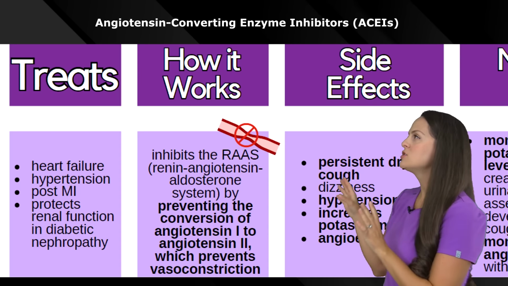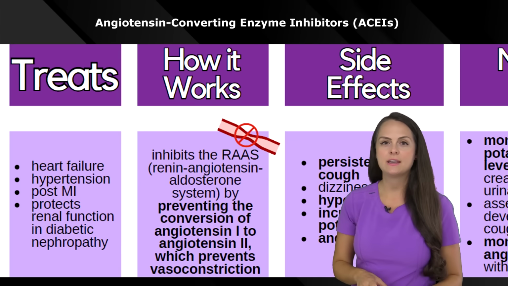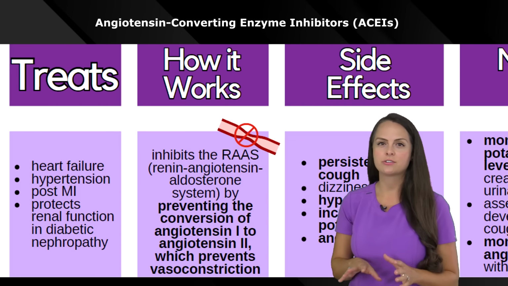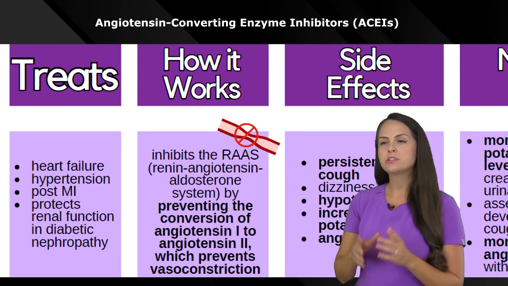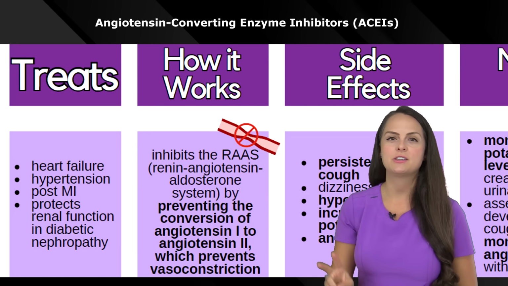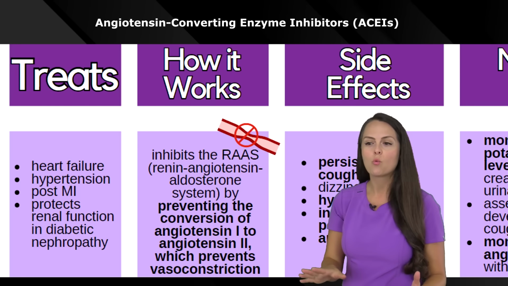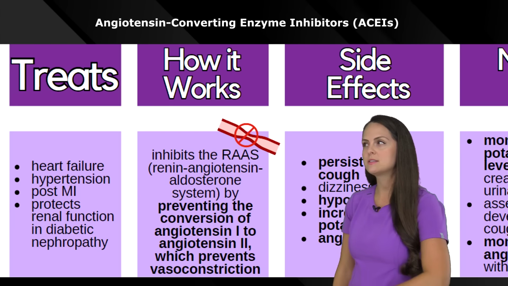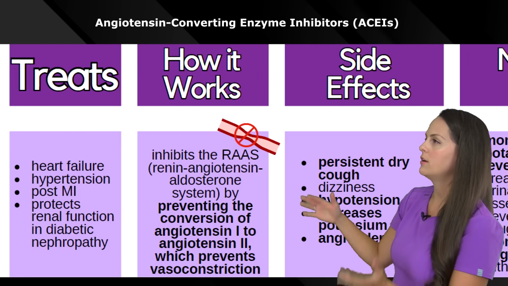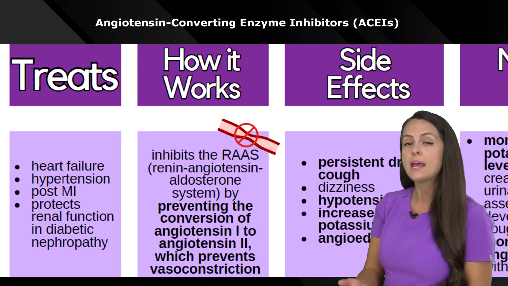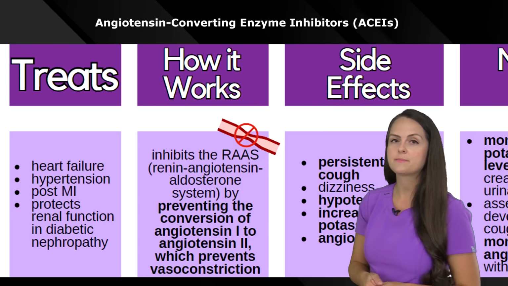Now, how these medications work is that they are going to inhibit the RAS system, so the renin-angiotensin-aldosterone system, which is going to prevent the conversion of angiotensin 1 into angiotensin 2. And if we're preventing that process, we're not going to get vasoconstriction. Instead, we're going to get vasodilation. So you can see why it's great for patients with heart failure, with hypertension, and helping protect the renal function in patients who have diabetes.